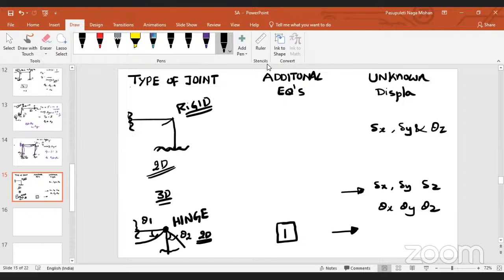But what about if it is a rigid joint? They will be rotated by the same amount, theta 1 and theta 1. So displacement along the x direction is possible, displacement along the y direction is possible. In addition to it, rotation at 1 and rotation at 2. So total how many here? 4. Now did you find the difference here and here?